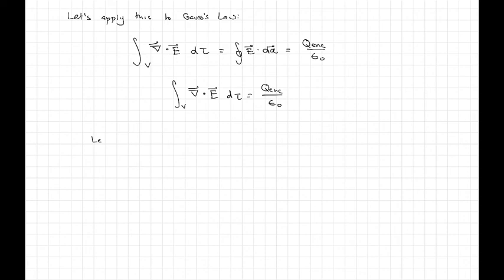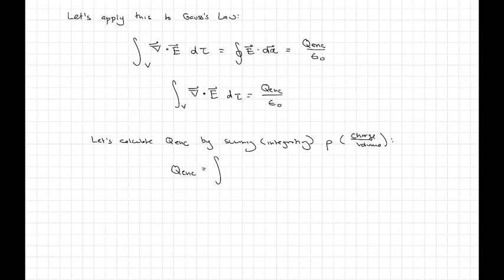So we're going to calculate our enclosed charge by summing or integrating rho, which if you guys remember is our charge per unit volume. So I can calculate the enclosed charge in a volume that's described by rho, some charge per unit volume. It doesn't have to be constant. It could depend on the actual position within the volume. But I can define it like that generally.